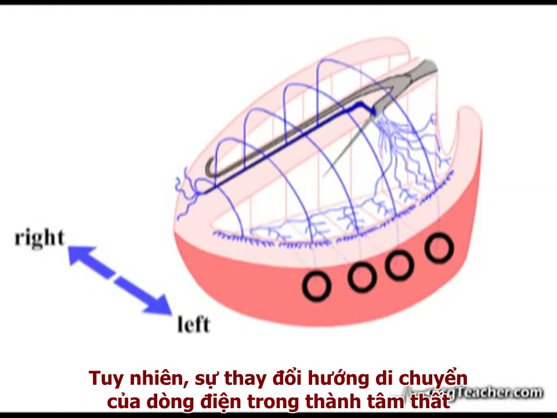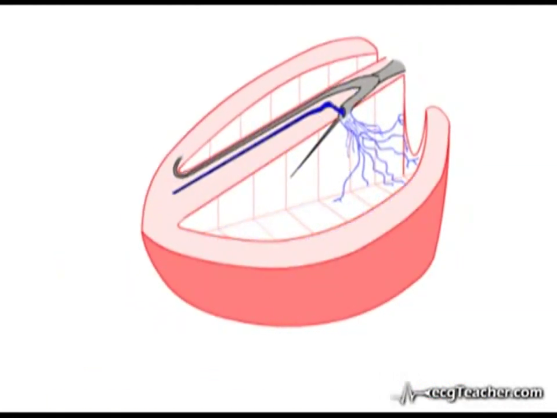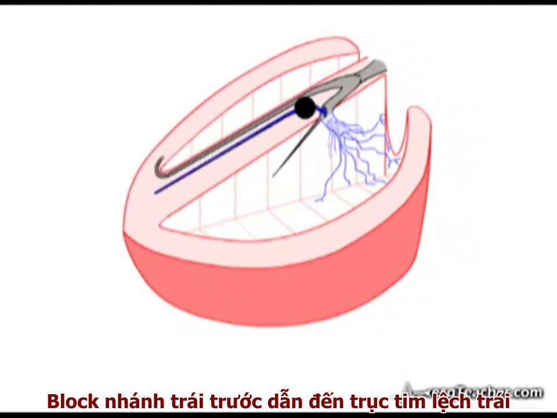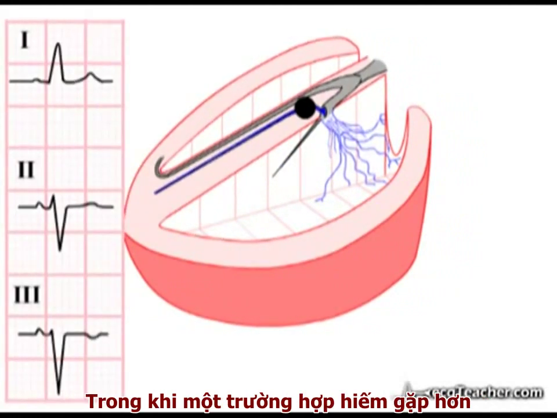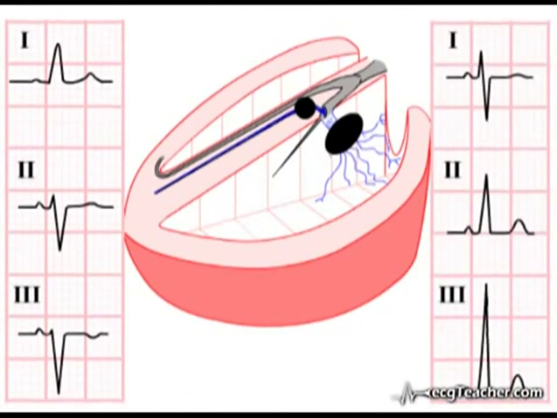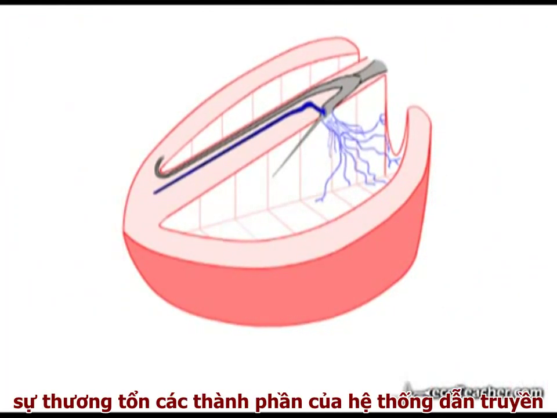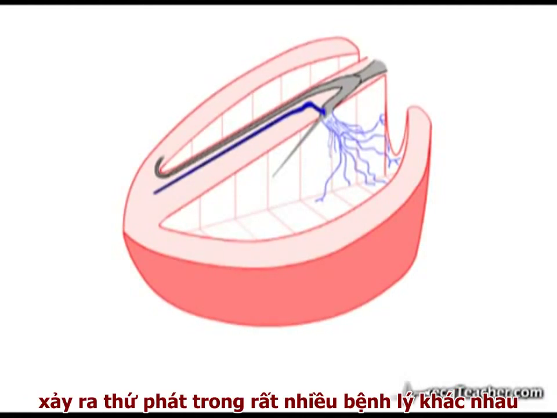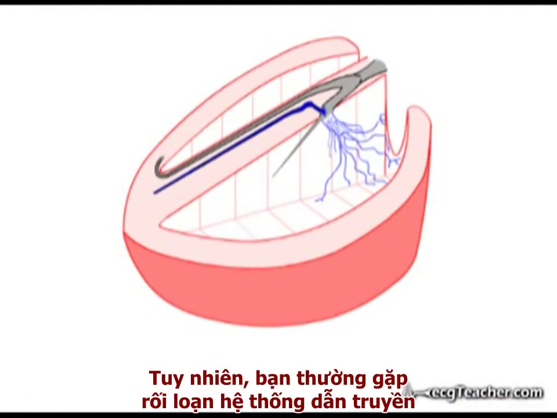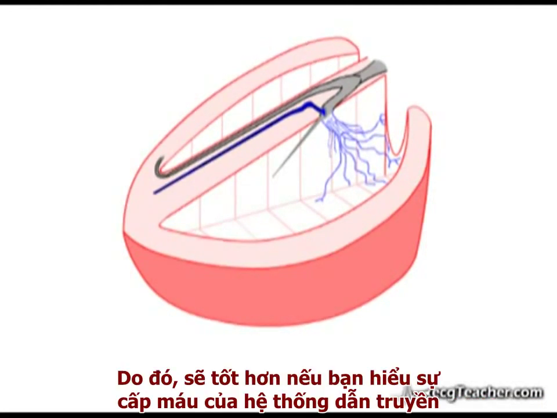However, the altered pattern of flow within the left ventricular wall manifests on the ECG as a shift in the cardiac axis. Left anterior fascicular block results in left axis deviation, while the more unusual left posterior fascicular block results in right axis deviation. As outlined in earlier videos, damage to components of the conducting system occurs secondary to many different pathologies. However, you will commonly encounter conducting system dysfunction in the setting of ischemic heart disease, and therefore it is worth knowing a little bit about the blood supply of the conducting tissues.